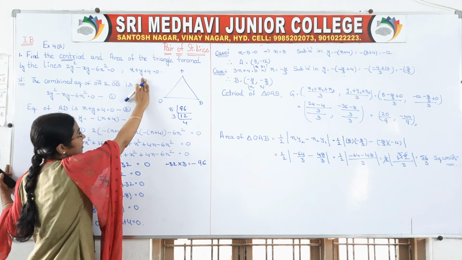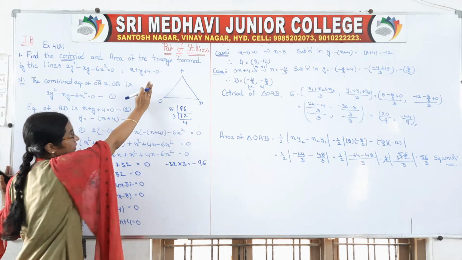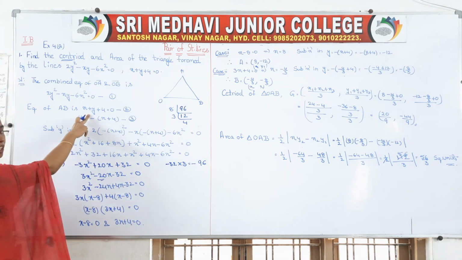Okay, next line, this is the AB line, x plus y plus 4 is equal to 0 is the equation of the line.